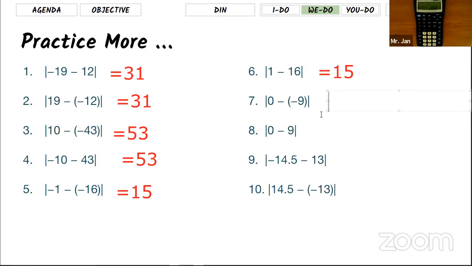Somebody says this is 9, and the next one is also 9, because 0 minus -9 or 0 minus 9 is the same thing. 9 and -9 are equally distanced from 0. Thank you so much. And what do you think? Yes, it's 15. So what do you think the last two are? It's decimal numbers this time. Can you figure this one out? Try to type it in your calculator.